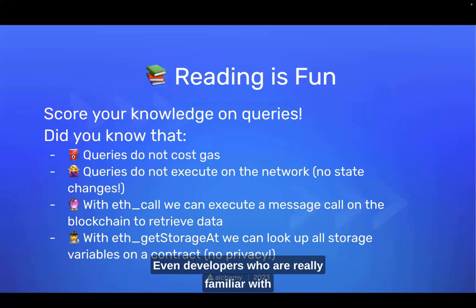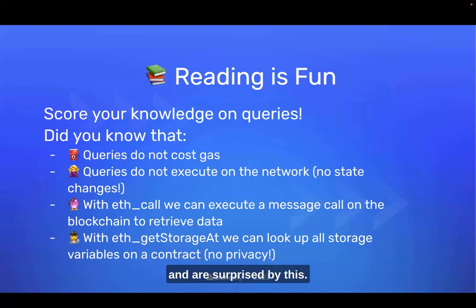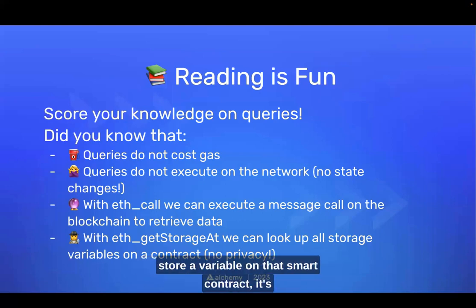Even developers who are really familiar with programming come over to the EVM chains and are surprised by this. When you have a smart contract and you store a variable on that smart contract, it's public for anyone to see, because at the end of the day, that database is transparent. Anyone could go look it up on a blockchain node.